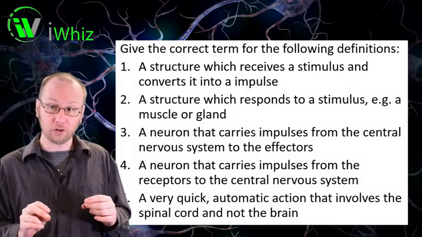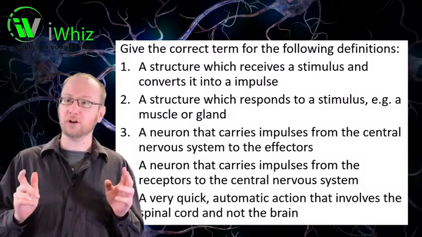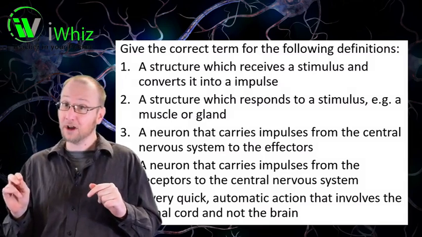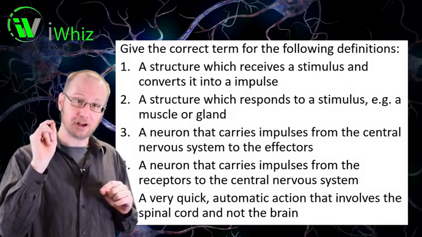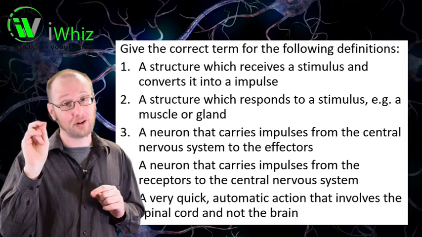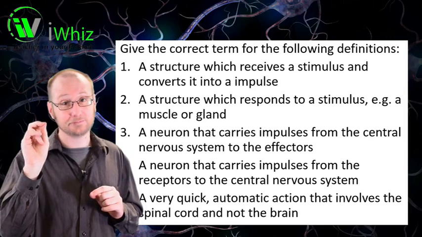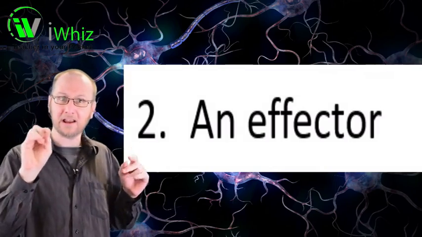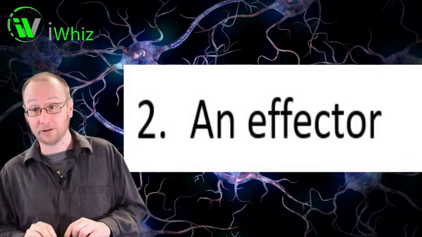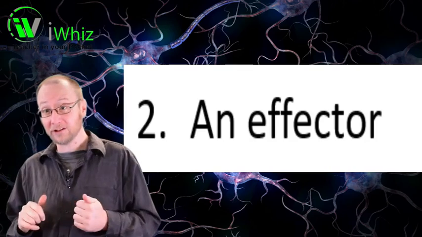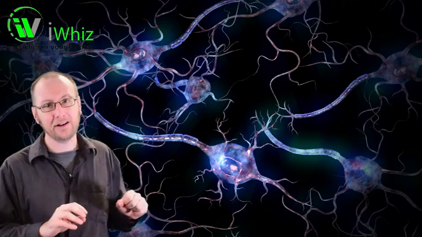Number 2 then, a structure which responds to a stimulus, for example, a muscle or a gland. Again, I'm going to give you a couple of seconds just to see if you can get the answer yourself. Okay, hopefully you said an effector or an effector organ. If you got that, well done. A structure which responds to a stimulus, for example a muscle or a gland, is an effector.